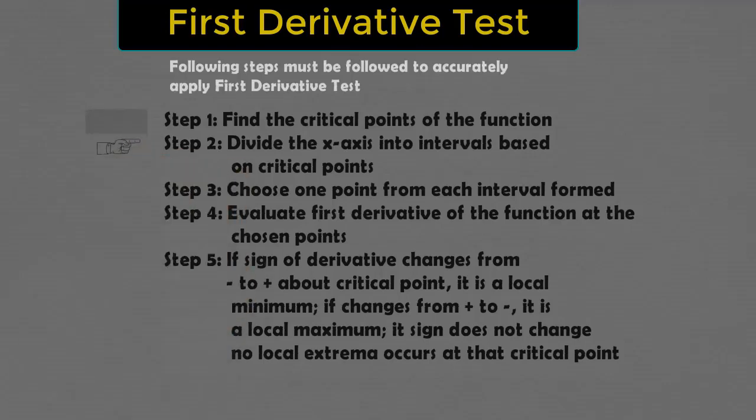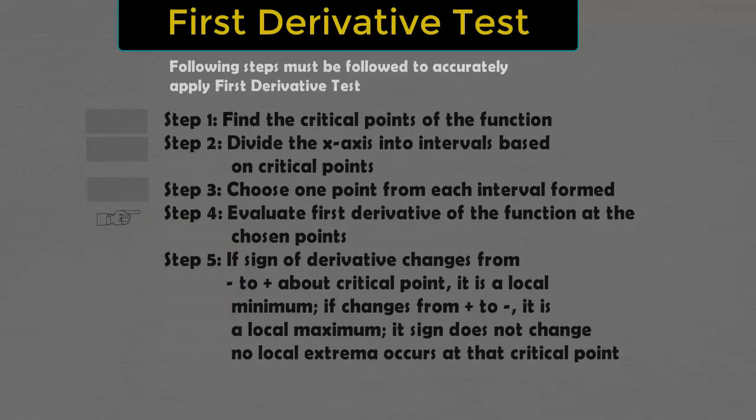Step 2. Divide the x-axis into intervals based on critical points. That is, if we have 2 critical points, then the number of intervals will be 3. And if 3 points, the number of intervals will be 4, and so on and so forth. Step 3. Choose one point from each interval formed. It can be any point. Just pick one point from each interval that you have formed in step 2.